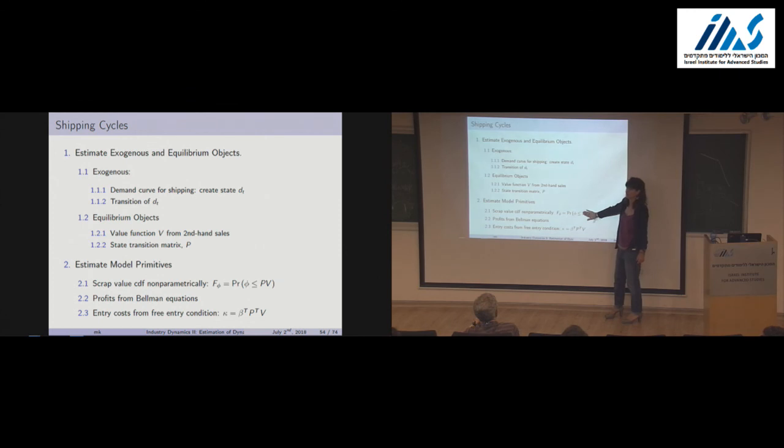So that's very easy. Profits are very easy too because it's just going to be the value is profit plus expected value. I know value, I know expected value. I'm just going to subtract them and get profits. And then the entry condition is going to say the entry cost is the t period ahead expectation of the value function. So I know the value function, I know transitions. I immediately get the entry costs.